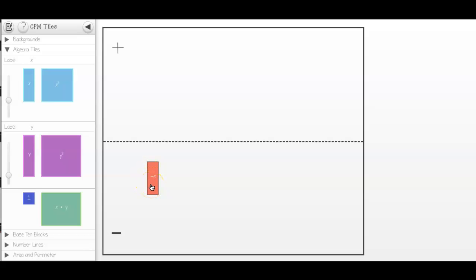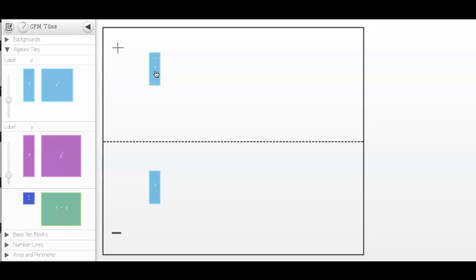So this ends up being a positive x. Now if I have the x tile here within the negative area, then this is a negative x. Now to show zeros, I have to think about how I would show zeros with my algebra tiles. If I have a positive x here, I need its opposite to make it negative. So I would bring another x down here, and now I have a positive x and a negative x. If I have a positive and a negative, I would get 0.